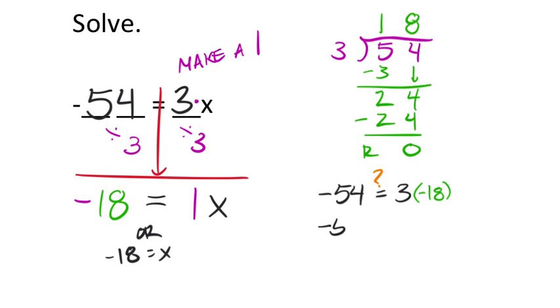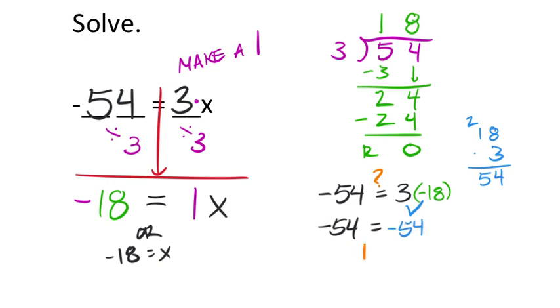Okay, so that'd be negative 54 equals, and now I got to do 3 times negative 18. One negative multiplied there is going to make the answer a negative. 3 times 18. 3 times 8 is 24, carry the 2. 3 times 1 is 3, but adding the 2 is 5. Pretty much we just did this long division backwards, but applying that negative makes it negative 54.